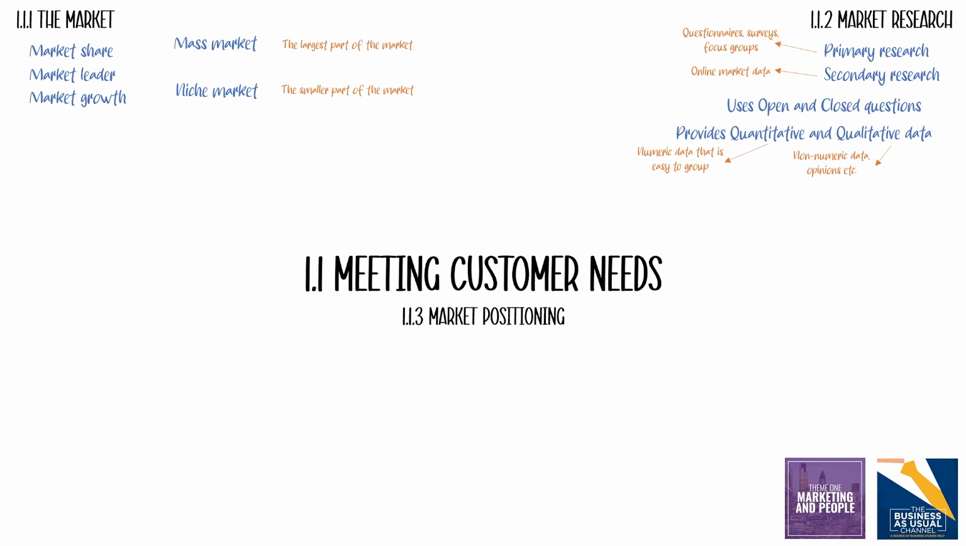Ideally, you would want to use a combination of both in your research. We also have, as part of our market research, the ability to segment the market. Market segmentation is where we split our groups of consumers up by different criteria, and one of the main ways we do this is through demographics. This could be things like age, income, gender, ethnicity, religion.